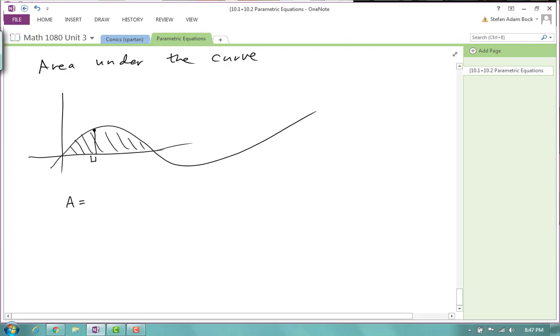So the area will actually be equal to the integral in t from, we'll say, t1 up to t2. Instead of having y values, we have y of t. And instead of having dx's, we have x prime of t dt. In general, all of my integrals look like this if I'm turning them into parametrics.